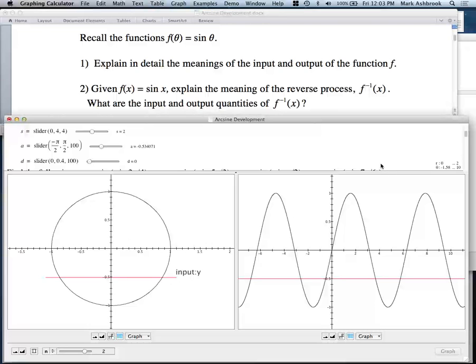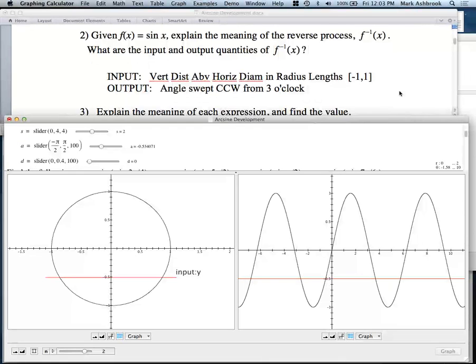lengths. And what will the output be? Fernando? Yeah, so that reverse process will give us the angle. So given a vertical distance in radius lengths, it'll give us the angle swept counterclockwise in radians. Okay? So there's that.